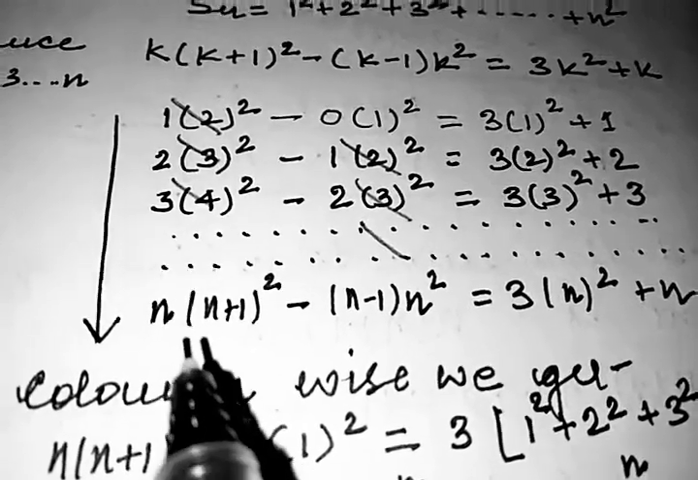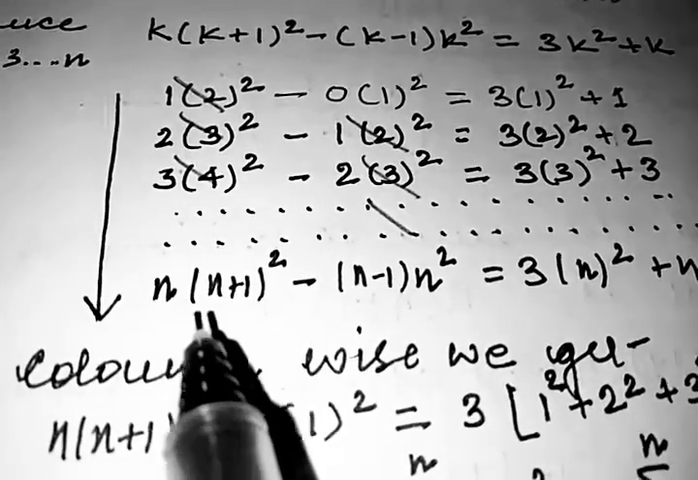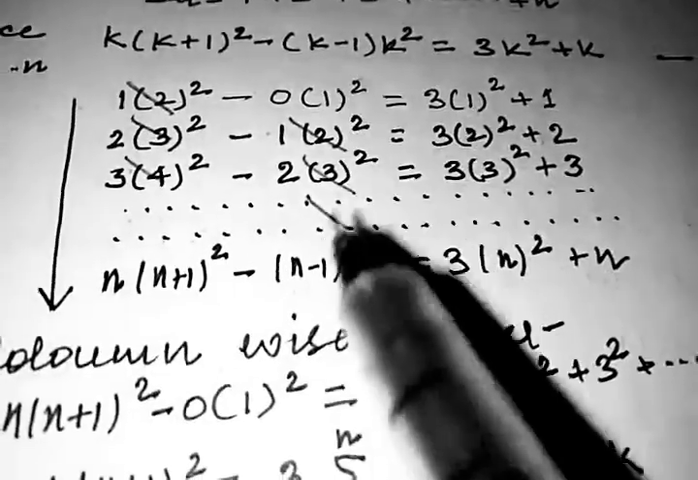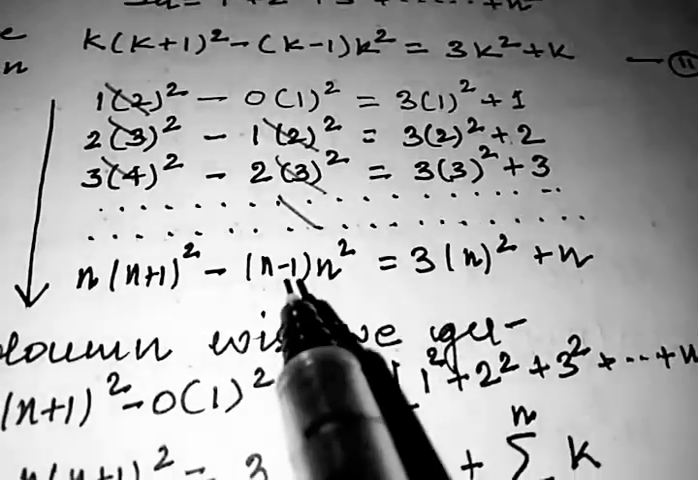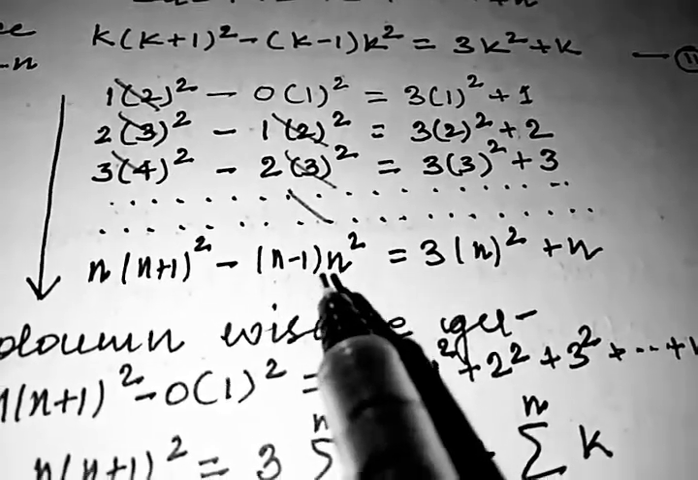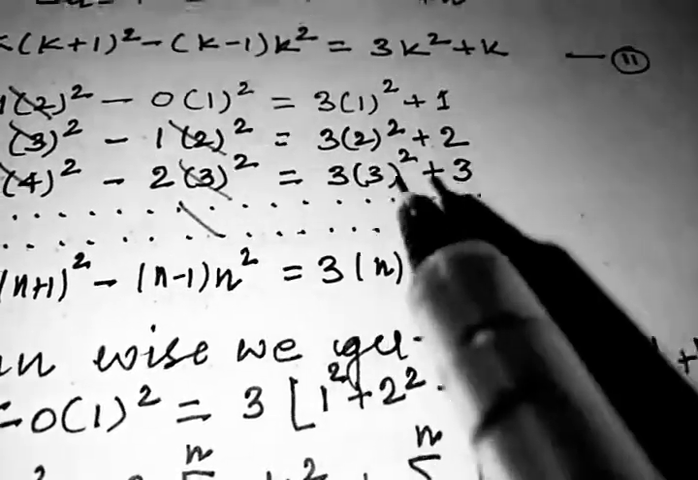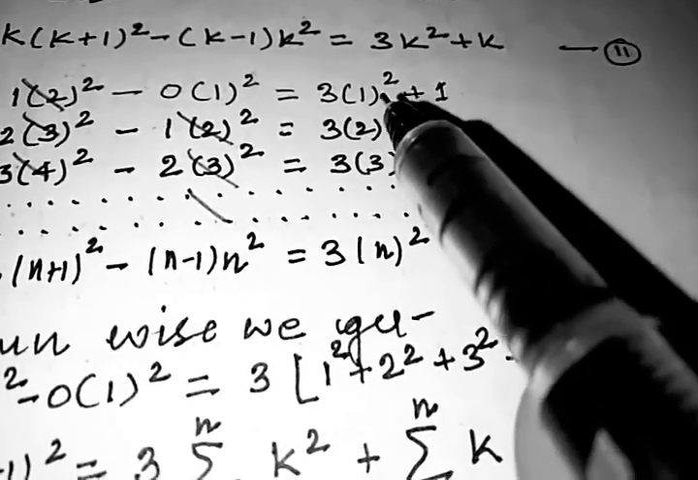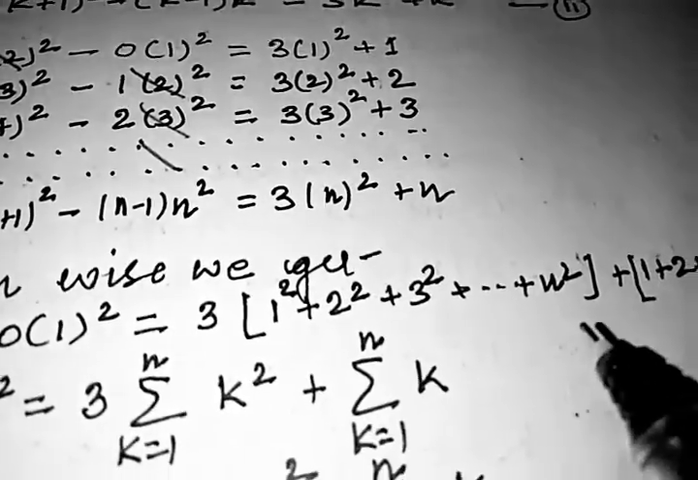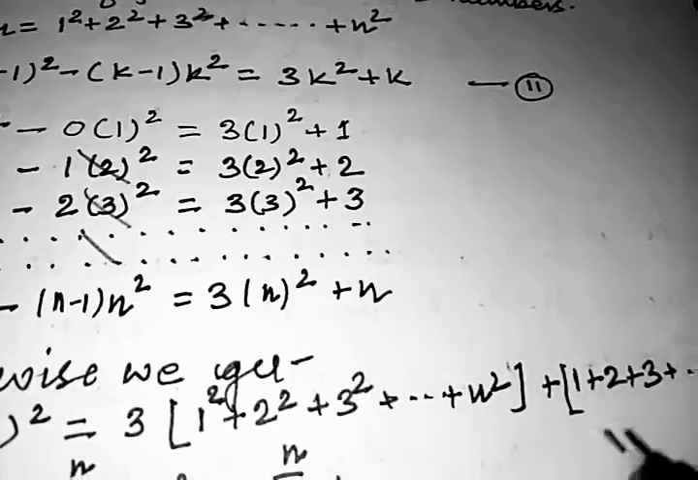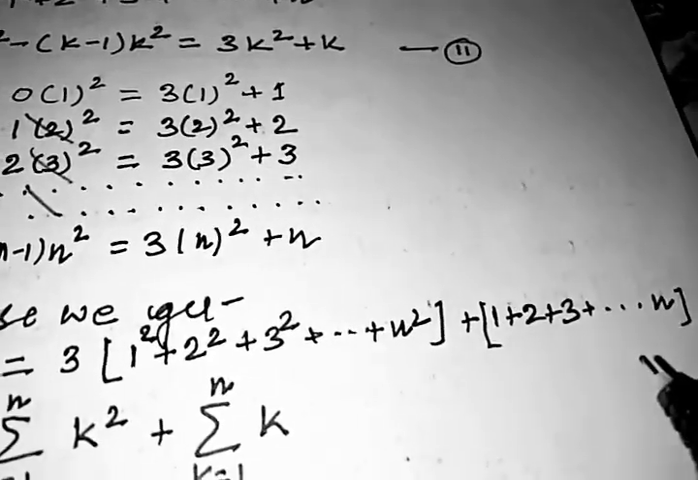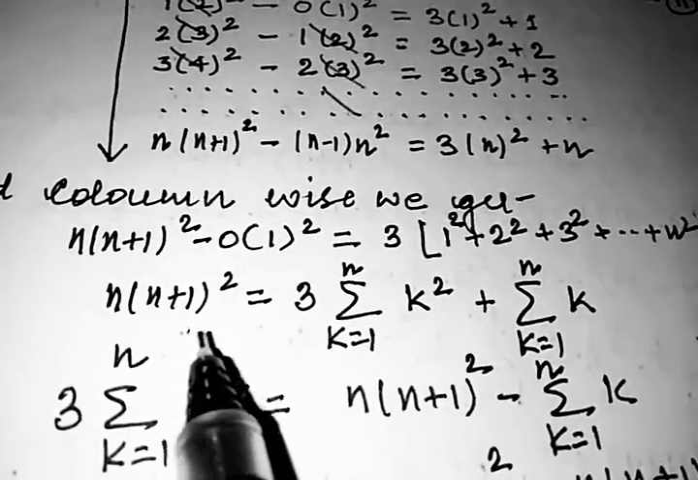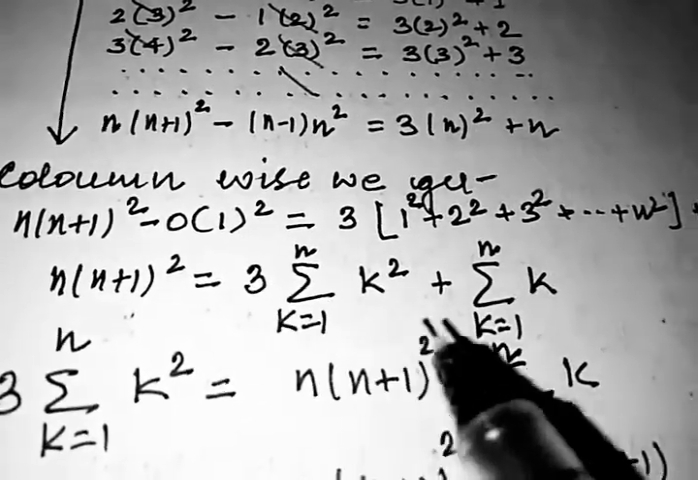Okay, so because here the series ends, so (n+1) whole square, and this term is left: 0 into 1 square. This will be cancelled by some term here. And 3, 3, 3 common, we'll get here in bracket 1 square, 2 square, 3 square up till n square, and plus we'll get here 1, 2, 3 up till n. Now this is (n+1) whole square, 0 gone.